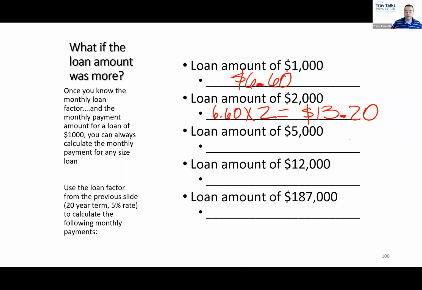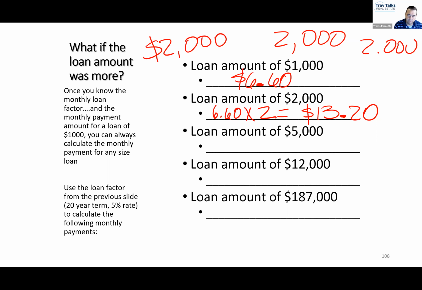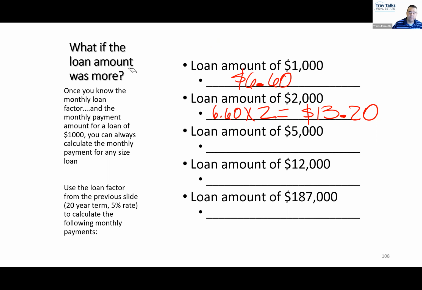Here's all we did, folks. If we borrowed $2,000, watch this trick. Find the comma at the thousands place. Replace it with a decimal. 2,000 becomes 2.000. Does that make sense? And that's the number you multiply by to get that payment. So look at the next one.